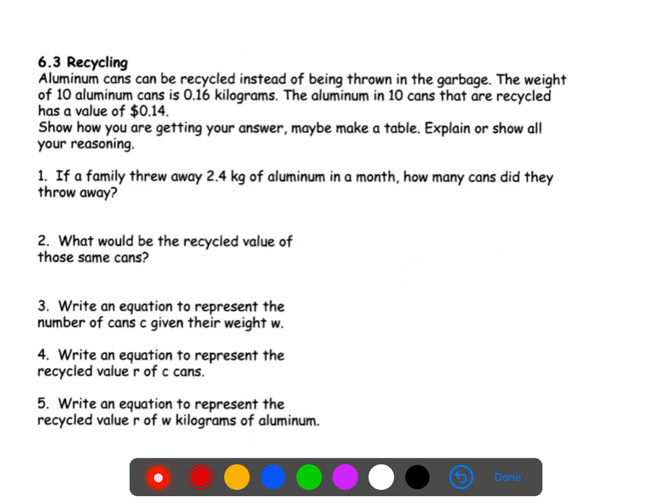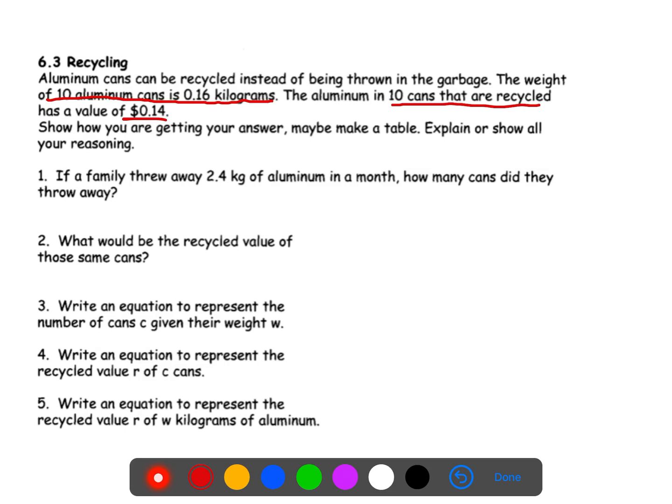Now let's look at the back of your handout. So we're talking about recycling, so let's read the situation first. It says aluminum cans can be recycled instead of being thrown in the garbage. The weight of 10 aluminum cans is 16 hundredths of a kilogram. The aluminum in 10 cans that's recycled has a value of 14 cents. Show how you get your answers, make a table, and explain your reasoning.